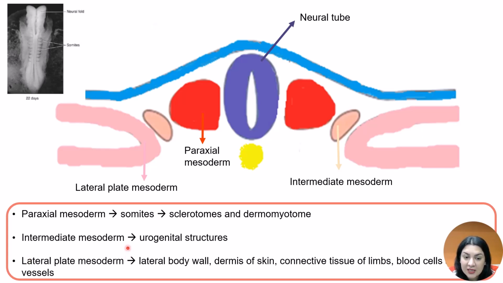The intermediate mesoderm is going to differentiate into urogenital structures, so things like the kidneys, the gonads, and their associated structures. Whilst the lateral plate mesoderm is going to differentiate to form the sides of the body, the lateral body wall folds, as well as the dermis of the skin, the limbs, the bones, and the connective tissue of the limbs specifically.